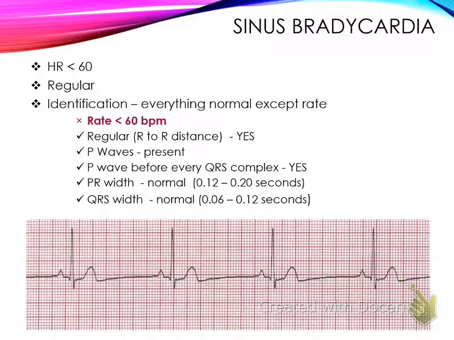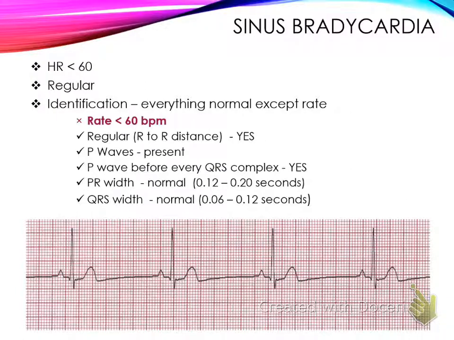But if we're doing our systematic thing, regular R to R, are there P waves present? Yep. 1, 2, yep. P waves before every QRS. We're great. The PR width is normal. We could count this if we wanted to. We have a P here, that box, and then all the way to the R is to this box. So we have 1, 2, 3, 4, 5 boxes. Is that normal? Mm-hmm. 3 to 5 is normal, so our PR is normal.